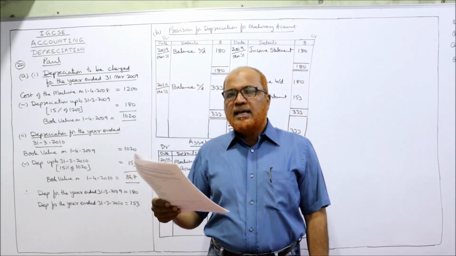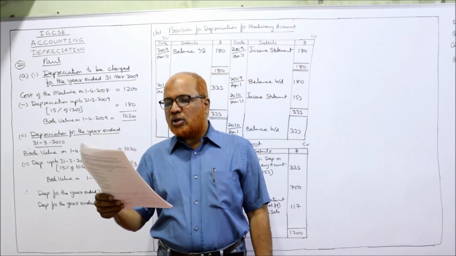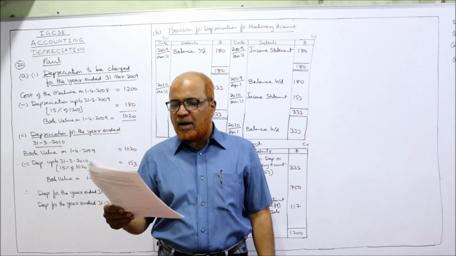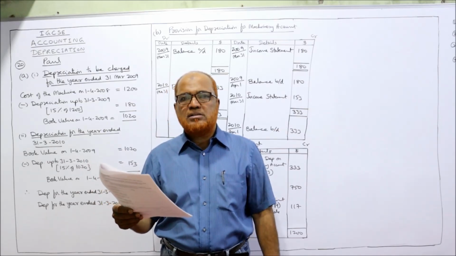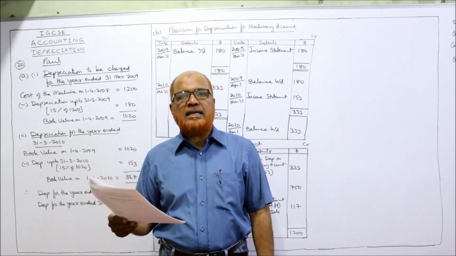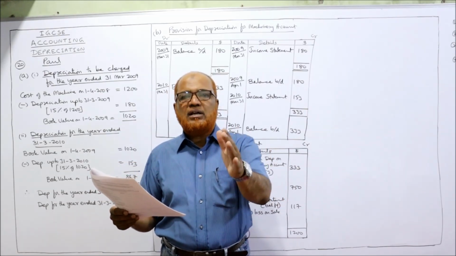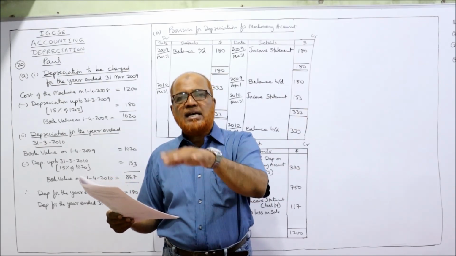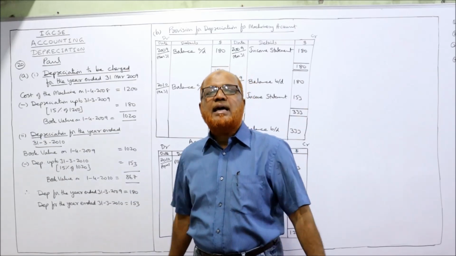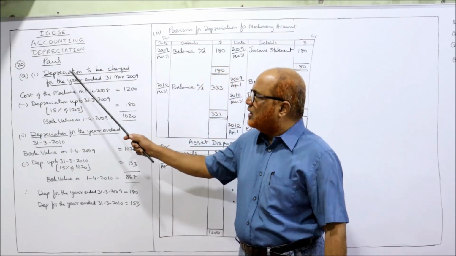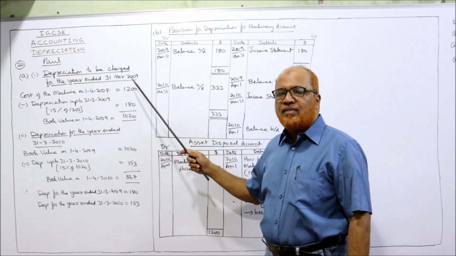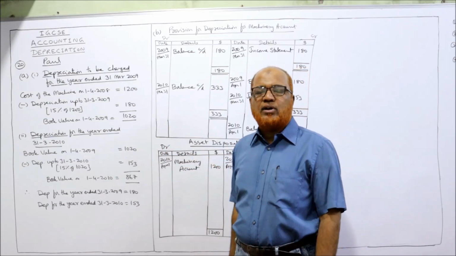Now required: calculate the depreciation to be charged on the machine for the years ended 31st March 2009 and 31st March 2010, for 2 years. When the machine was purchased on 1st April 2008, the first year ends on 31st March 2009, and the second year ends on 31st March 2010. The first question, calculation of depreciation: depreciation to be charged for the year ended 31st March 2009. First we calculate for 2009, then we calculate for 2010.